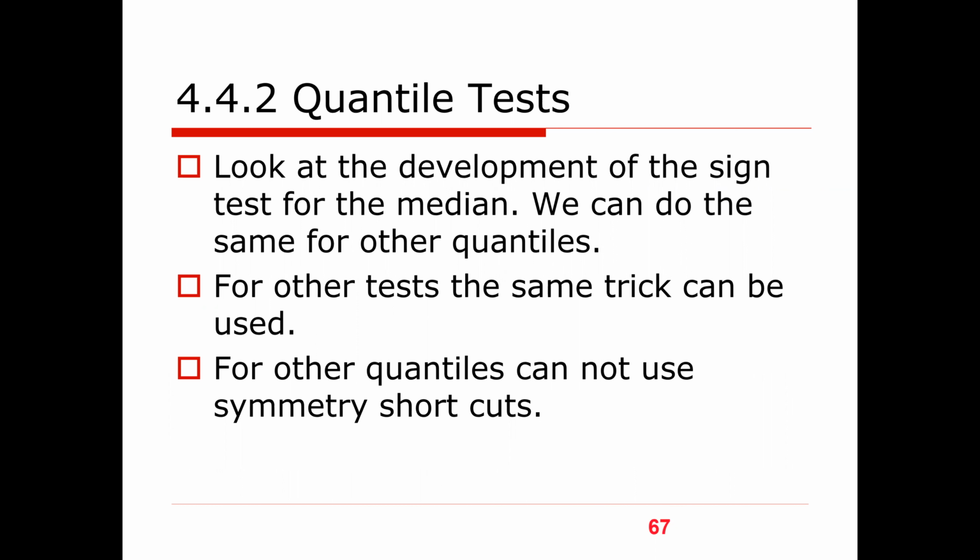And next, the quantile test. So median is 1/2 quantile, right? 50%. So since we can test the median, we can also test other quantiles. We just need to redefine the p-value using the binomial test in R. But for other quantiles, we can no longer use the symmetry feature, right? Because only when p equals 0.5, the binomial distribution is symmetric. When p equals other values, the distribution is skewed.